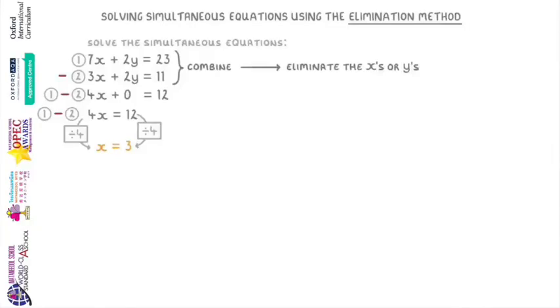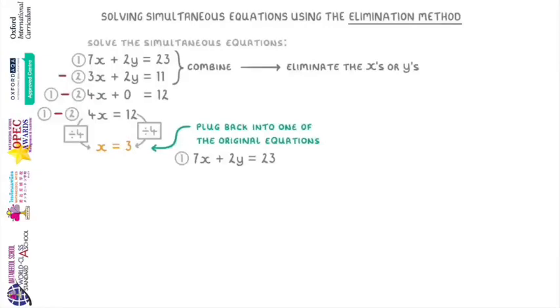Now that we have found the x value, all we have to do is substitute that back into one of the original equations to find the corresponding y value. It's up to you which one you pick, so just use whichever one you think looks easiest. So I'm going with this first one. When I substitute 3 for x, that will give us 7 times 3 plus 2y equals 23. 7 times 3 is equal to 21, plus 2y equals 23.